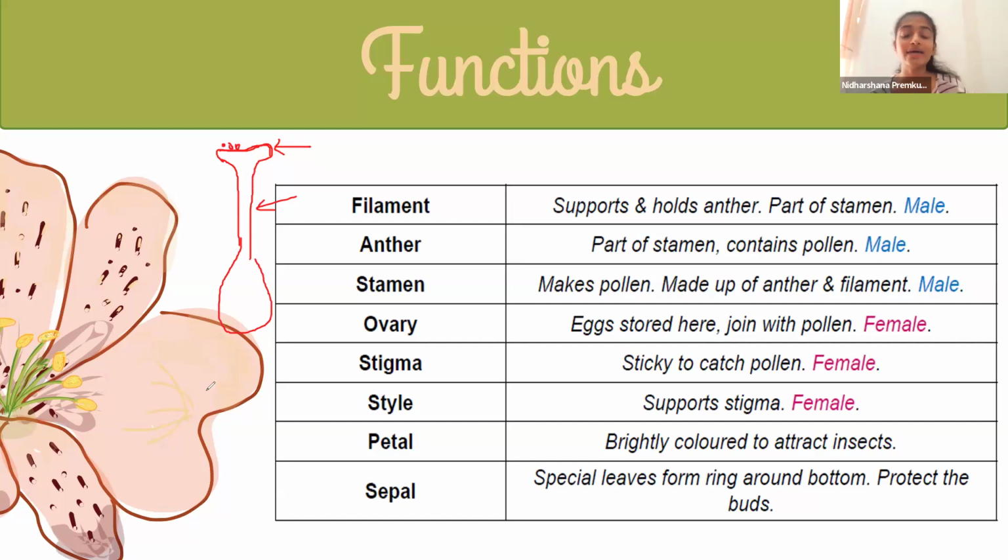So, next we have the sepal. Remember I told you below the petals we have a few leaves. They are the sepals. These sepals are there for the protection of the buds. Now we know before the flower blooms, we have buds, the unbloomed flowers. So these are special leaves that form a ring around the bottom to protect these buds. Okay, now that we are aware of the functions, let's go on.